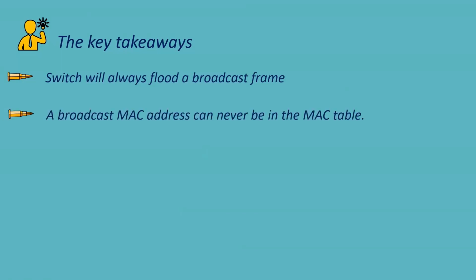A broadcast MAC address can never be in a MAC table. The reason it cannot be in the MAC table is because the MAC table gets populated by looking at the source address field of a frame. And since a broadcast address can never be a source address, that is the reason it can never be in a MAC table. And because it is not in the MAC table, it always gets flooded.